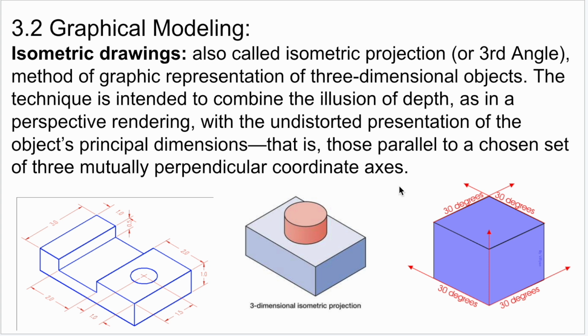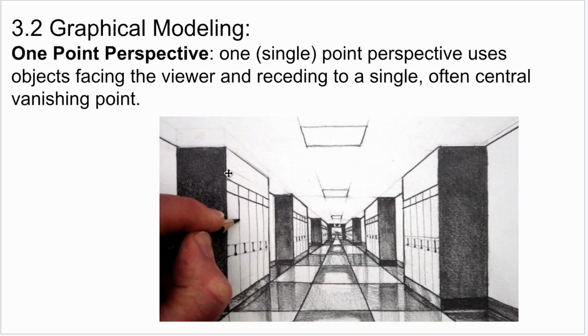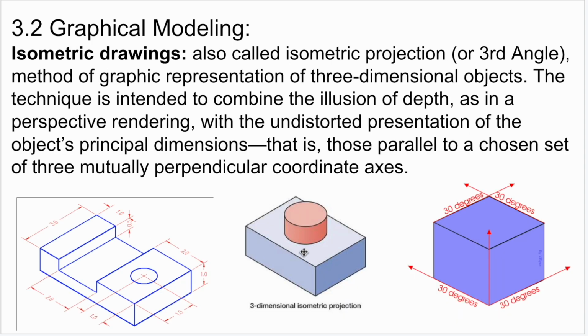So in short, if you remember with the perspective drawings, you have vanishing points. So you have lines that are disappearing and not parallel to each other. But if you look at an isometric drawing, the lines are always parallel to each other in any given direction. So, this one and this one and this one and this one are parallel to each other. There's no vanishing point. So that maintains the dimensions, and that's what they're talking about here. It's an undistorted representation of the object's principal dimensions.